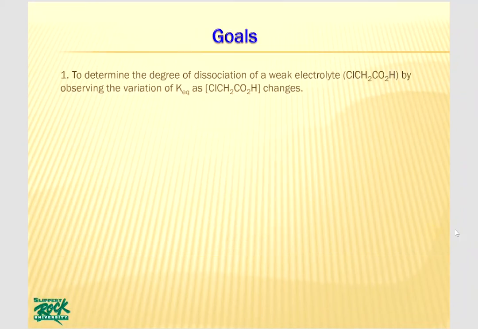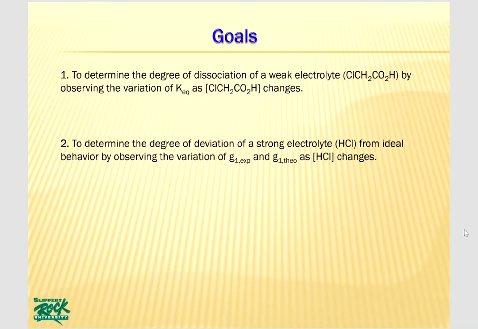You will determine the degree of dissociation of a weak electrolyte, which is monochloroacetic acid, by observing the change of equilibrium constant as the concentration of monochloroacetic acid changes. You will also determine the degree of deviation of a strong electrolyte, HCl, from the ideal behavior by observing the change of experimental and theoretical G1 values as the concentration of HCl changes.